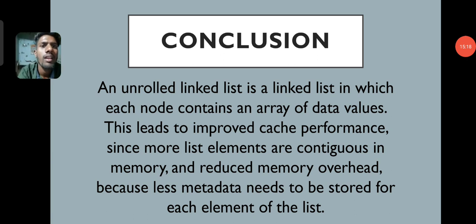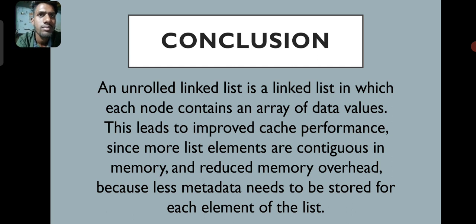Conclusion. An unrolled linked list is a linked list in which each node contains an array of data values. That leads to improved cache performance, since more list elements are contiguous in memory, and reduced memory overhead, because less metadata needs to be stored for each element of the list.